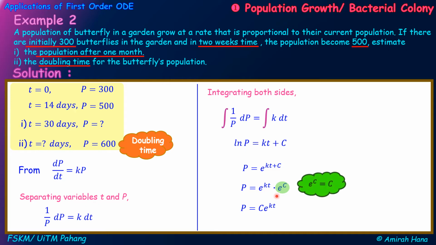And e to the power of c, we can write as equal to C, because e means Euler's number, which is a constant, approximately 2.718. So a constant to the power of a constant will equal a constant. That's why we can write C only here. So we have P equals C e to the power of kt, and we can name this as equation 1.